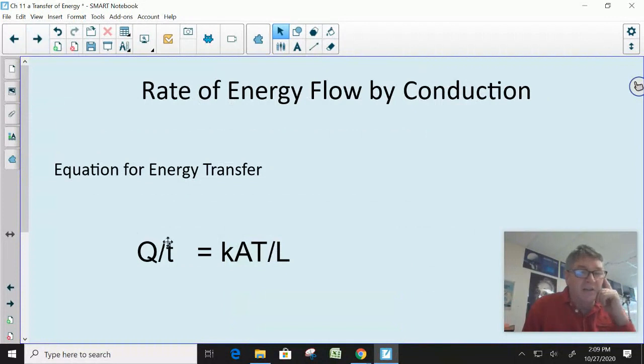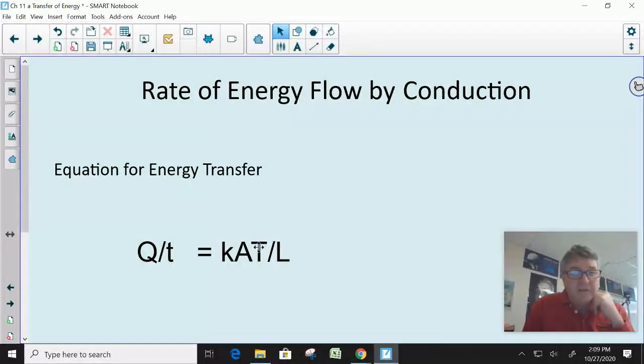So there's an equation. I'm not sure you really have to know this. Maybe a good idea to stop the video and write it down. This is the energy per unit time, the flow rate of that energy through that material. It depends upon the conductivity of that material, the area of that material, and the temperature difference on either side. This is really delta T. That's how hot it is on one side and how cold it is on the other.